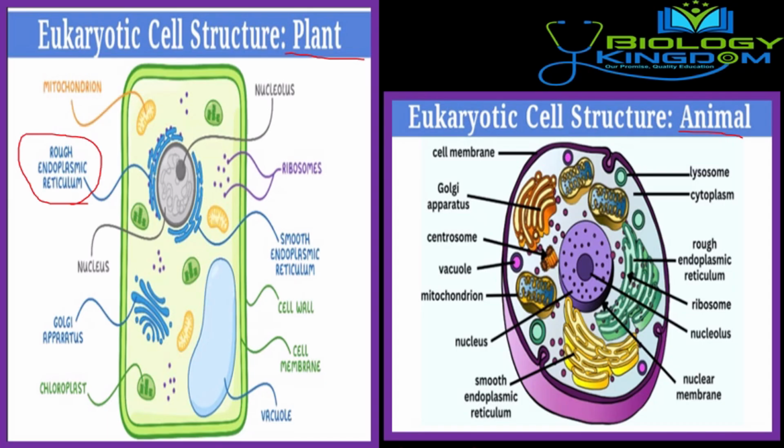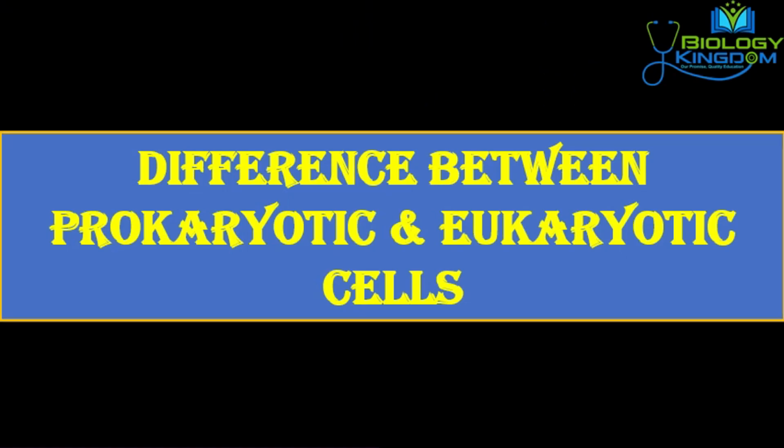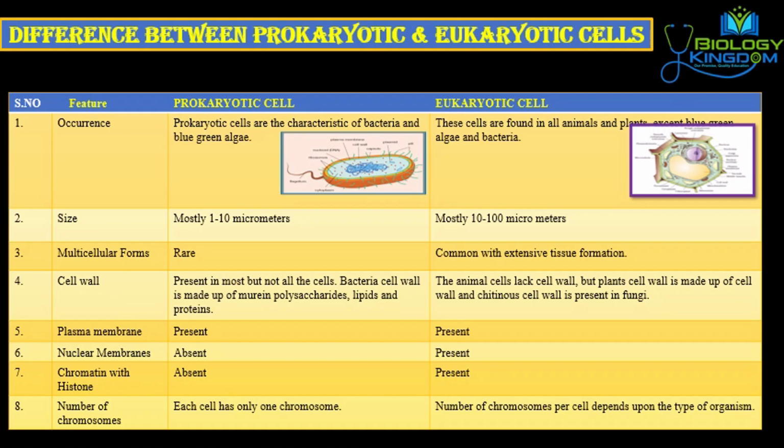Both of them have endoplasmic reticulum, but the functions vary within each of them. We can also identify the plant cell with the help of the vacuole, whereas a vacuole is generally not present in the animal cell. Now let's discuss the detailed differences between prokaryotic and eukaryotic cells. In terms of occurrence, prokaryotic cells are generally found in blue-green algae, whereas eukaryotic cells are found in animals, plants, algae, bacteria, almost all kinds of living organisms.